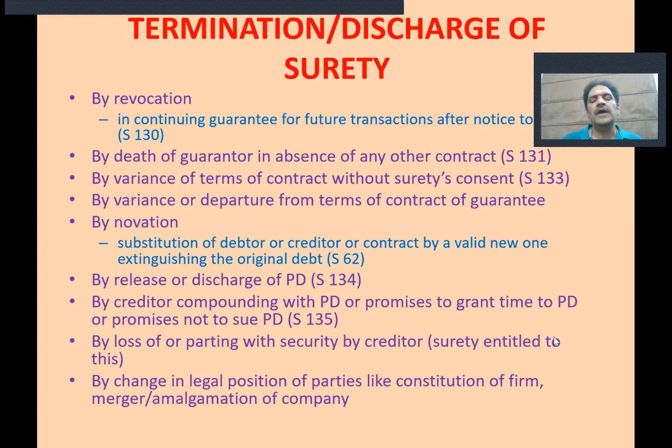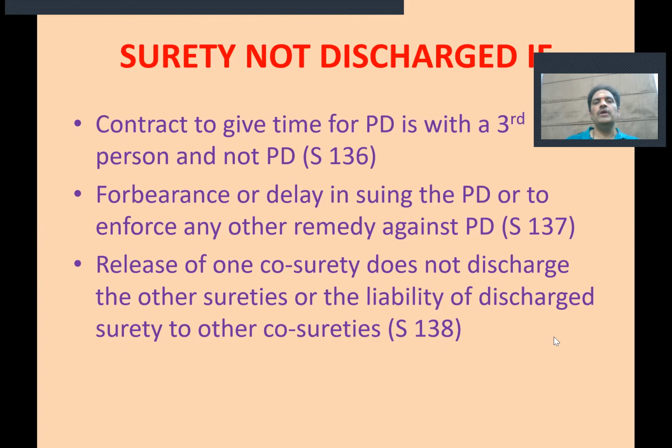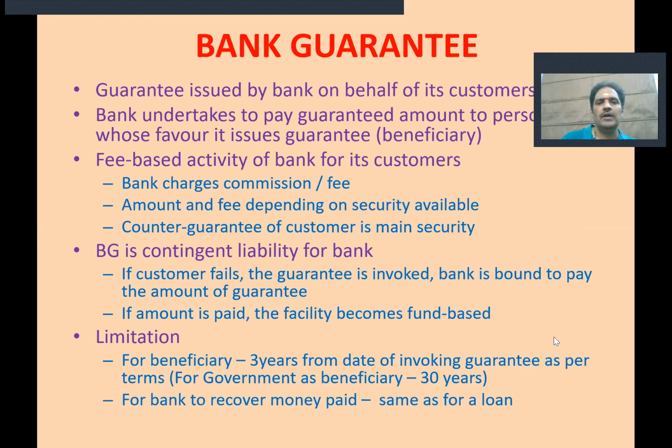Then loss of or parting of security by the creditor. This I have already discussed. Then change in legal position of parties, like constitution of firm, etc. A merger or amalgamation of company. In all these cases where the parties themselves and the nature of parties has changed, the guarantee will not remain the same. Then surety is not discharged if the contract to give time for principal debtor is with a third person and not the principal debtor. Forget about forbearance.